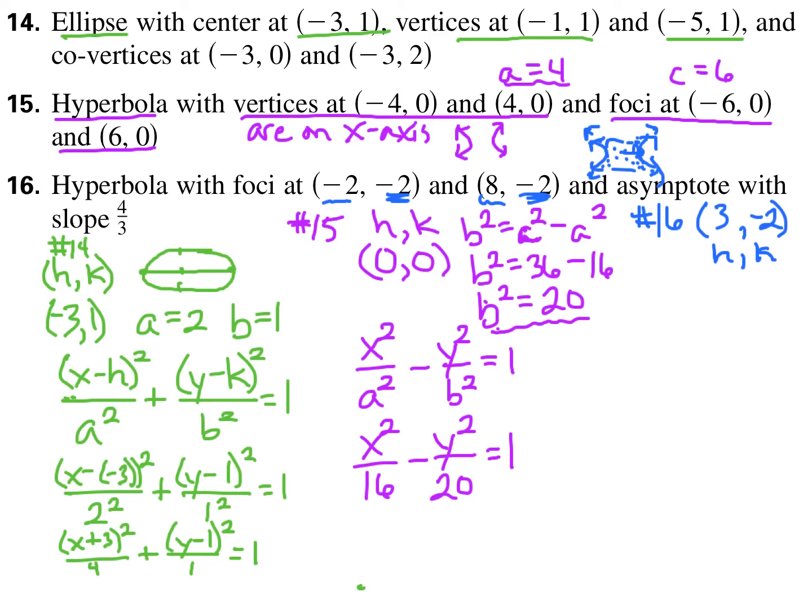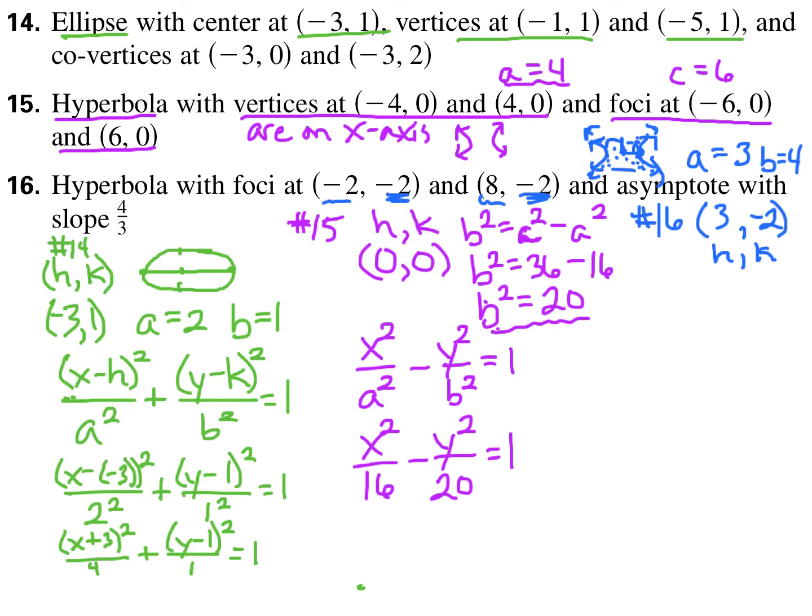So my x direction is 3, which is a, because that's my vertex. My vertex is 3 units away from the center. And then b, the other direction, so in the up-down, vertical direction, I'm going to go 4 units away. So that means that b is equal to 4.